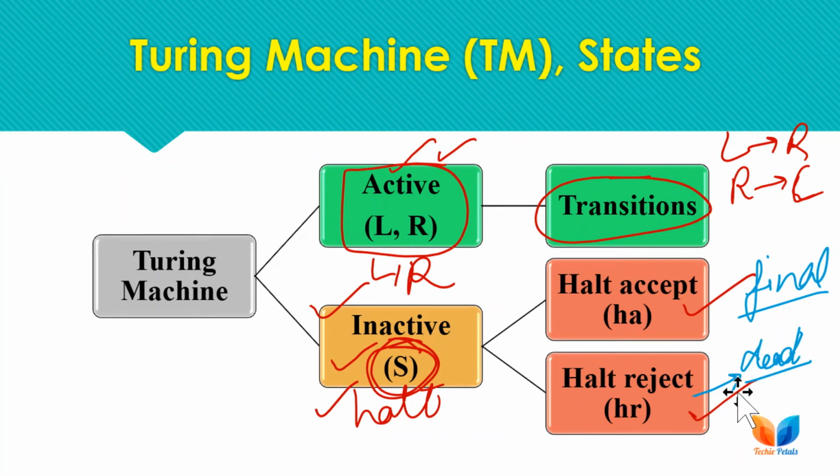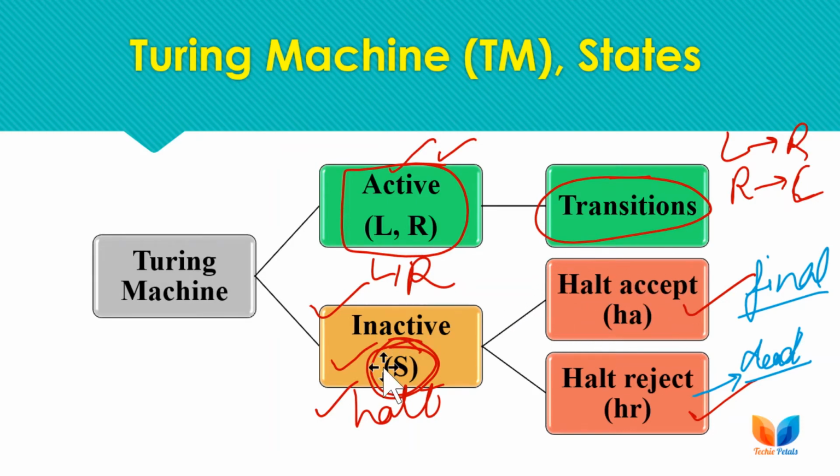So halt reject is very much equivalent to the dead state of DFA and FA. For this example we are going to draw only the halt accept state for the acceptance, and for the output generation we are not using the halt reject state, but you can go with a halt reject transition if you require. For the sake of simplicity we are showing only the acceptance cases.